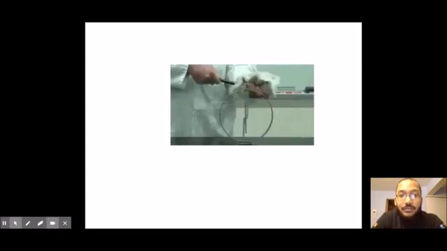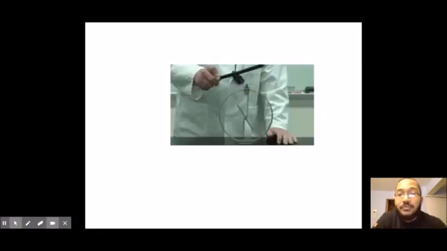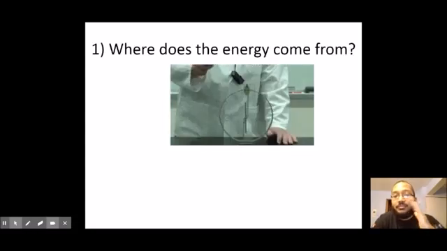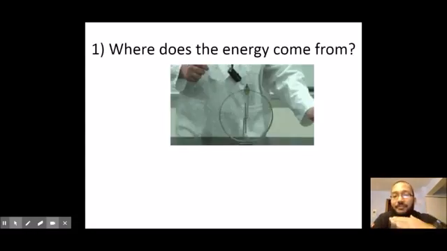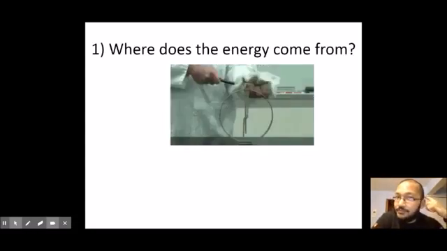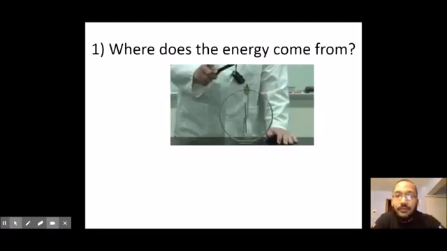This is the rubber rod causing the electroscope to move. I'm seeing that knob move a little bit. It has kinetic energy. Where did that kinetic energy come from? I'll wait 3 seconds and then I'll move on.